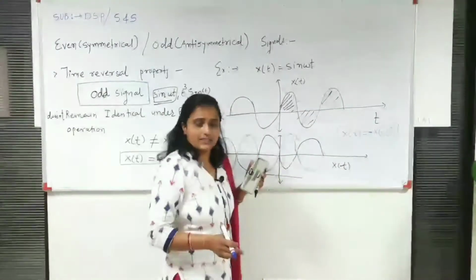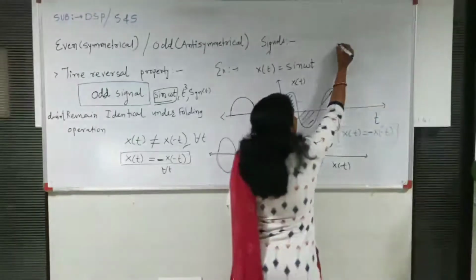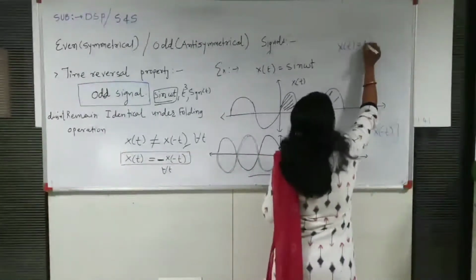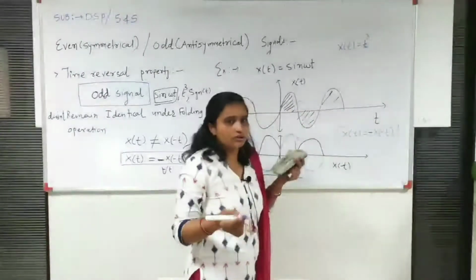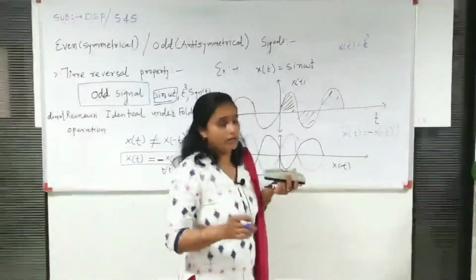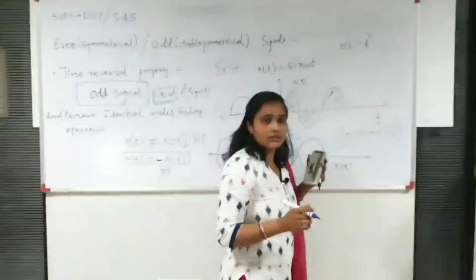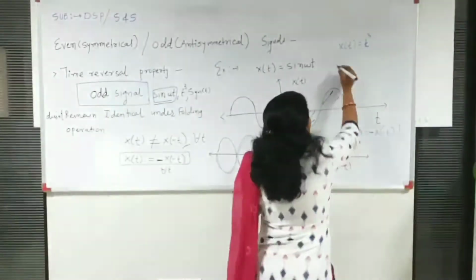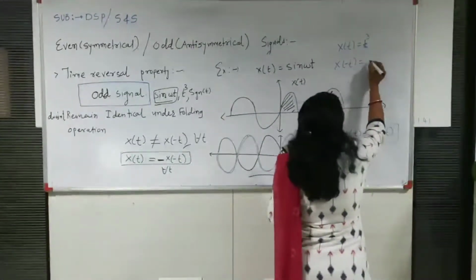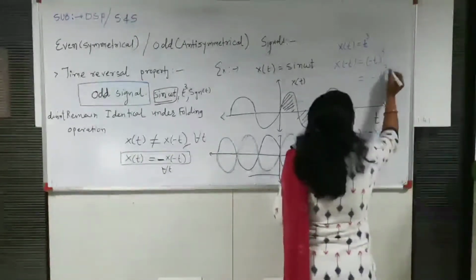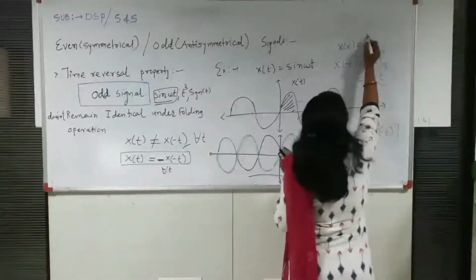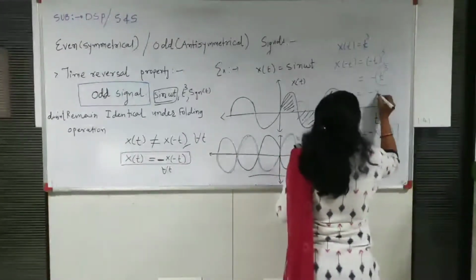Let's take one more example of an odd signal, that is x of t equal to t cube. Now how do we verify whether this signal is even or odd? We know that it's an odd signal, but how can we verify? First of all, we put t equal to minus t. So x of minus t is equal to minus t, all cubed, so it becomes minus t cube. If I put t cube equal to x of t, it's minus of x of t.